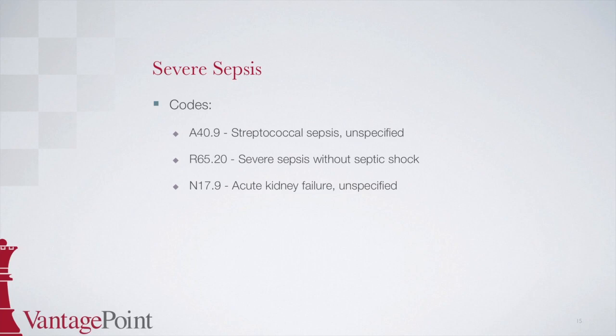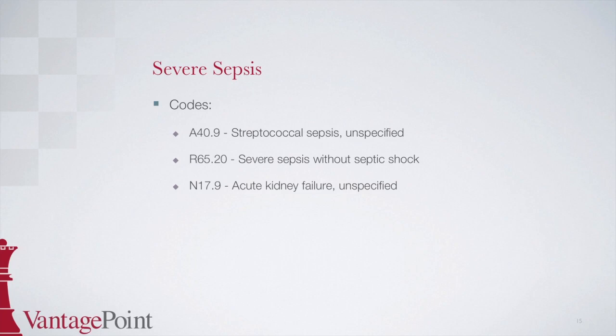Our next code is R65.20, severe sepsis without septic shock. As documentation stated, severe SIRS, I went back to sepsis in the alphabetic index, as we know from the previous slide that the term SIRS indicates sepsis. Under sepsis, I looked for the term severe, and since septic shock was not documented, the correct code is R65.20. I then confirmed this code in the tabular index.